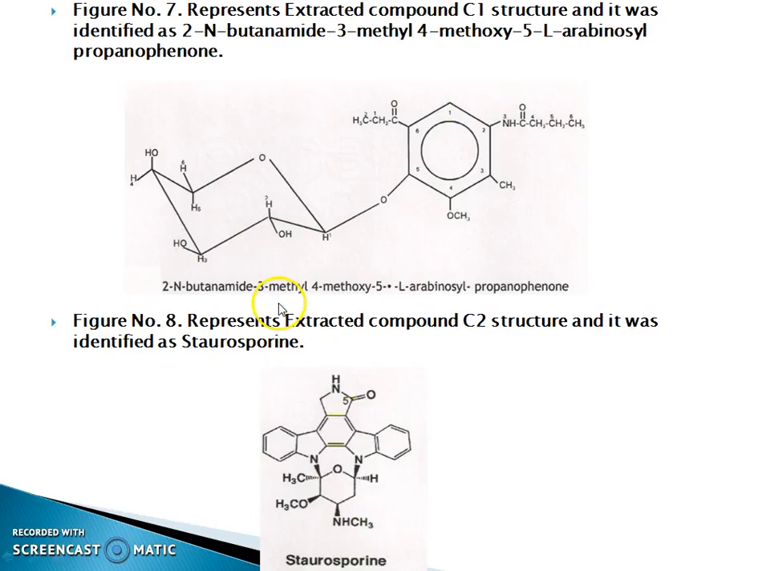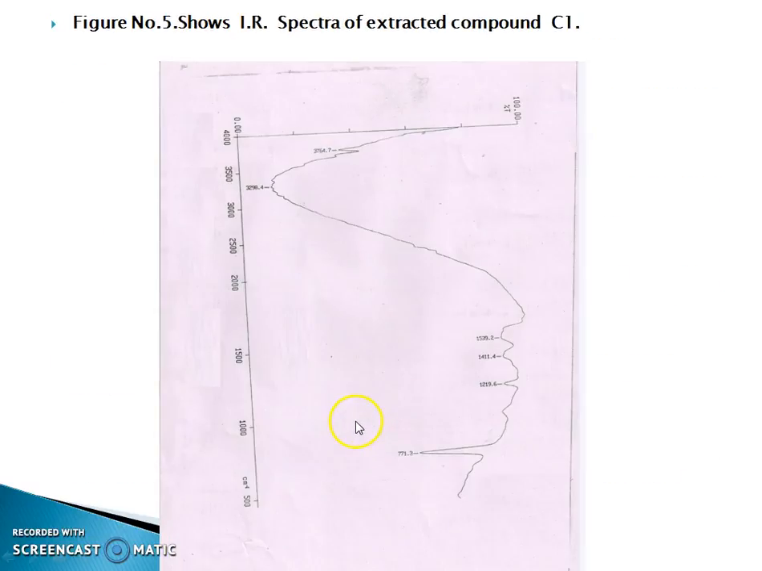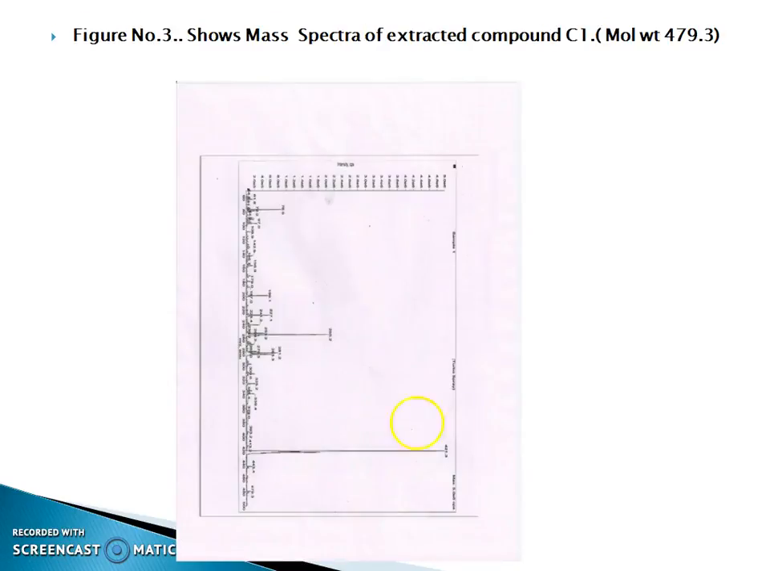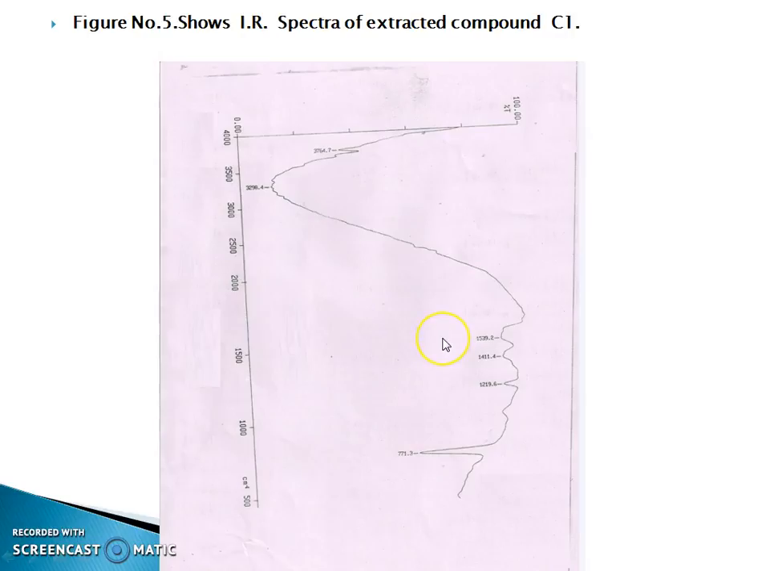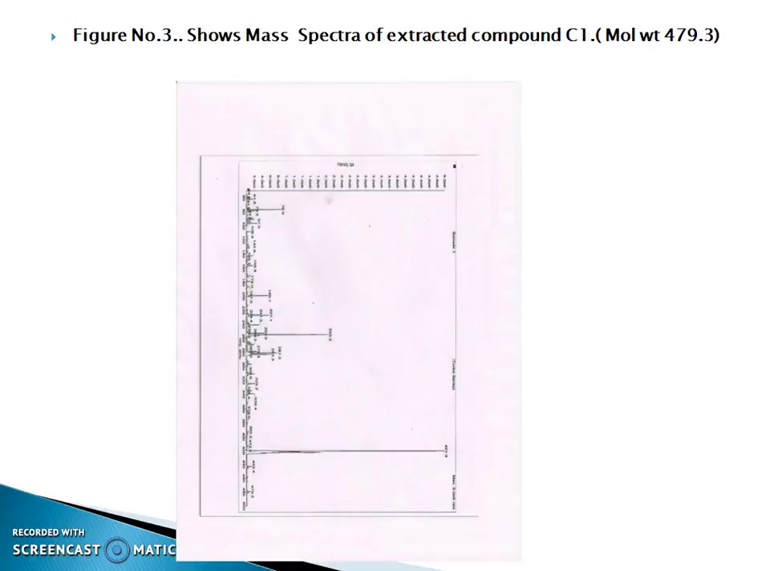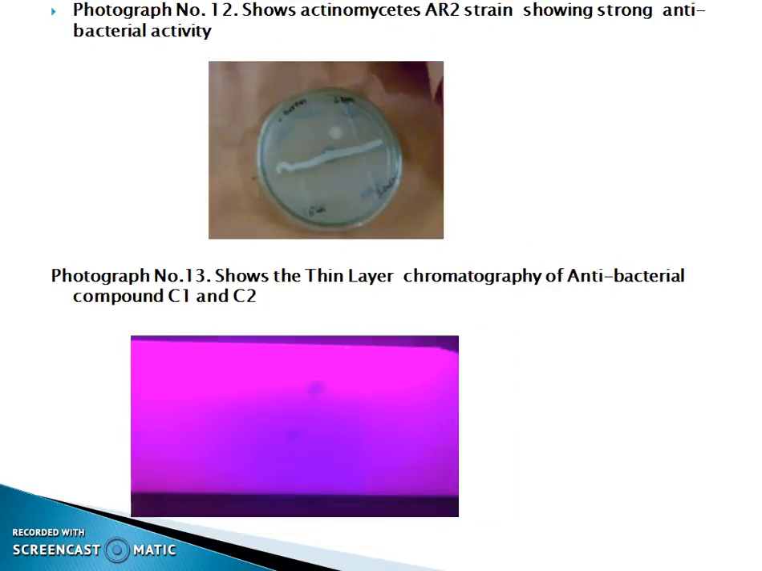compound. So here we observed there are two compounds produced by the actinomycetes, A1 and A2, and these look like 2N-butanamide, 3-methyl, 4-methoxy, 5L-aronisoil, propanophenone and a sterosporin-like compound. So this study will be very useful for the future, because when I performed antimicrobial activity of these compounds, the zone of inhibition was found to be more than streptomycin against some of the microbes, as observed.